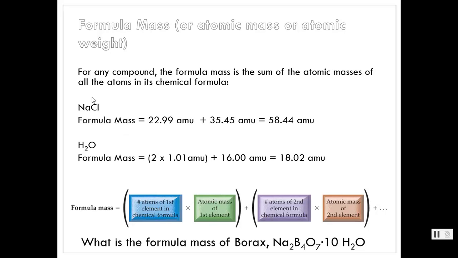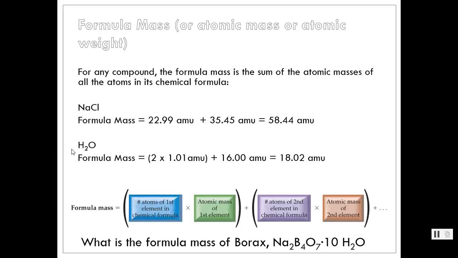So for example, NaCl, sodium chloride. I know I have one sodium for every one chlorine because sodium's a +1, chlorine's a -1. The mass, or how much one molecule of sodium chloride weighs, is the mass of one sodium atom plus the mass of one chlorine atom, both of which you get from the periodic table. In atomic mass units, you sum that up to get 58.44 atomic mass units.